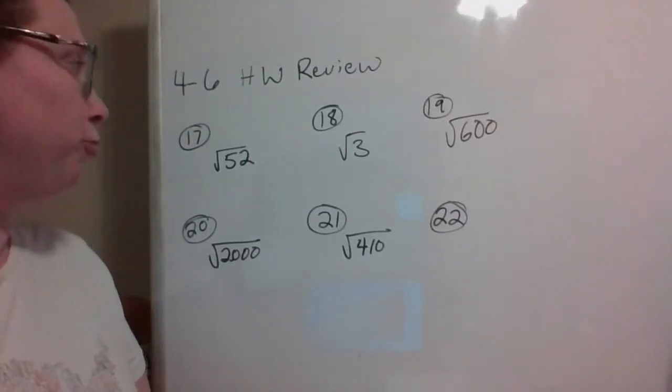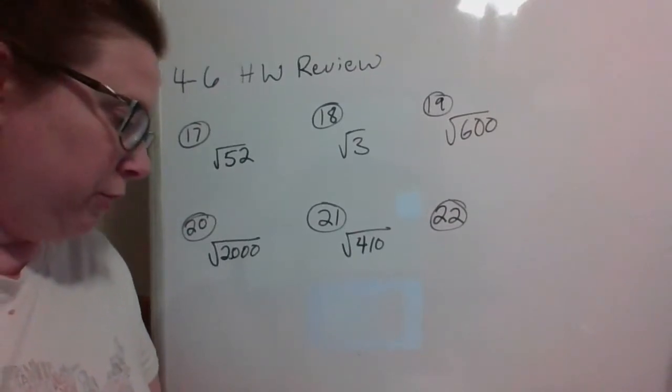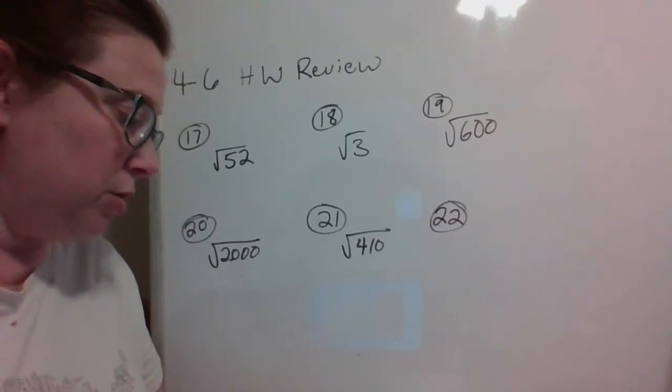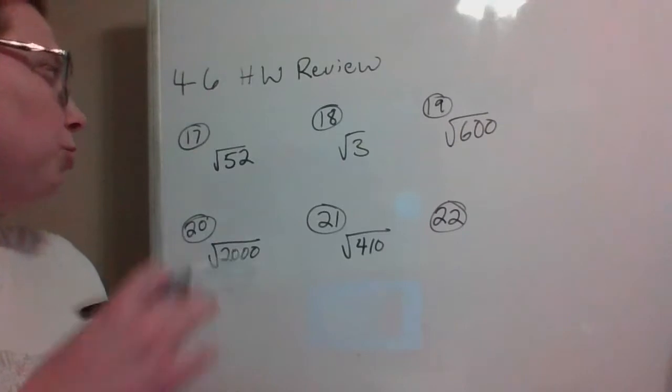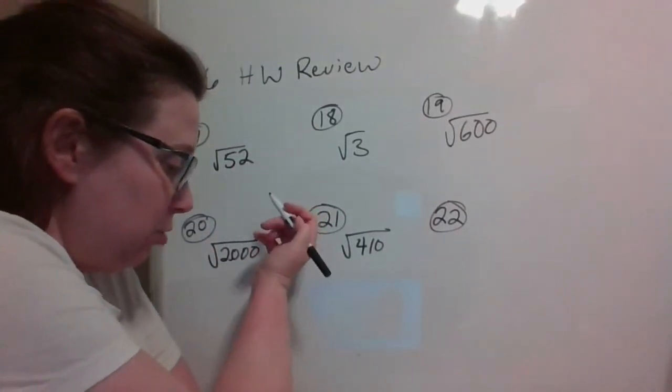It is time for our 4-6 homework review. The first few here, the directions say each square root is between two consecutive integers. Name the integers and explain your answer. So our first one, number 17, was the square root of 52.